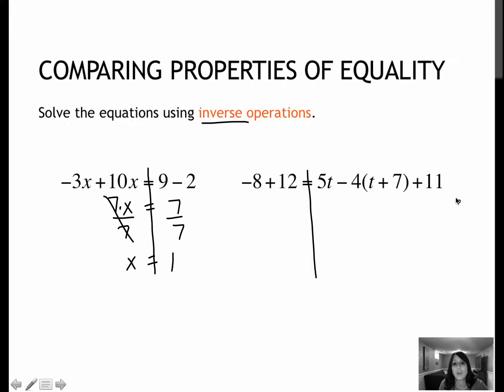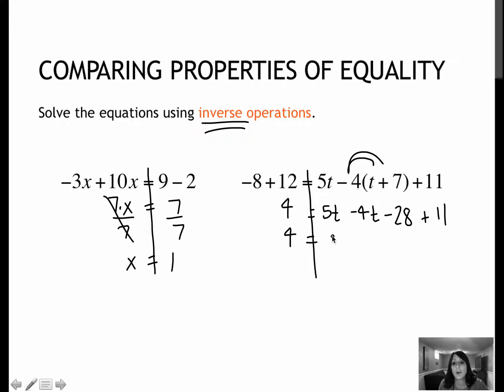And similar question here, negative 8 plus 12, combine those to get positive 4. I've got a minus 4 that I'm going to distribute. Minus 4 times t is minus 4t. Minus 4 times 7 is minus 28, and I still have plus 11. And notice I still have not used my inverse operation at all because I haven't cleaned up this right side yet. It's in fact just as messy as it was before.